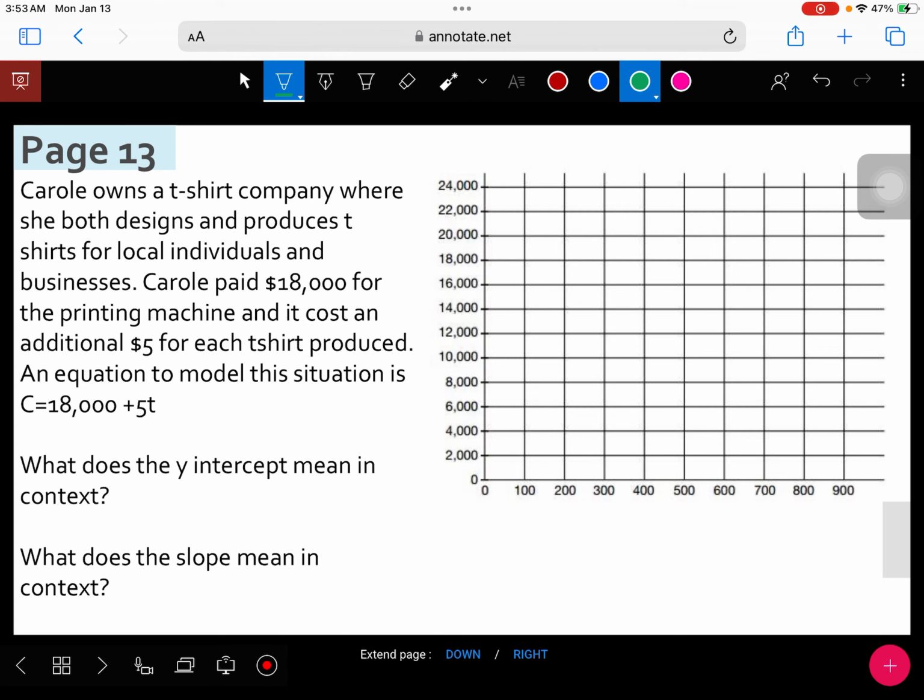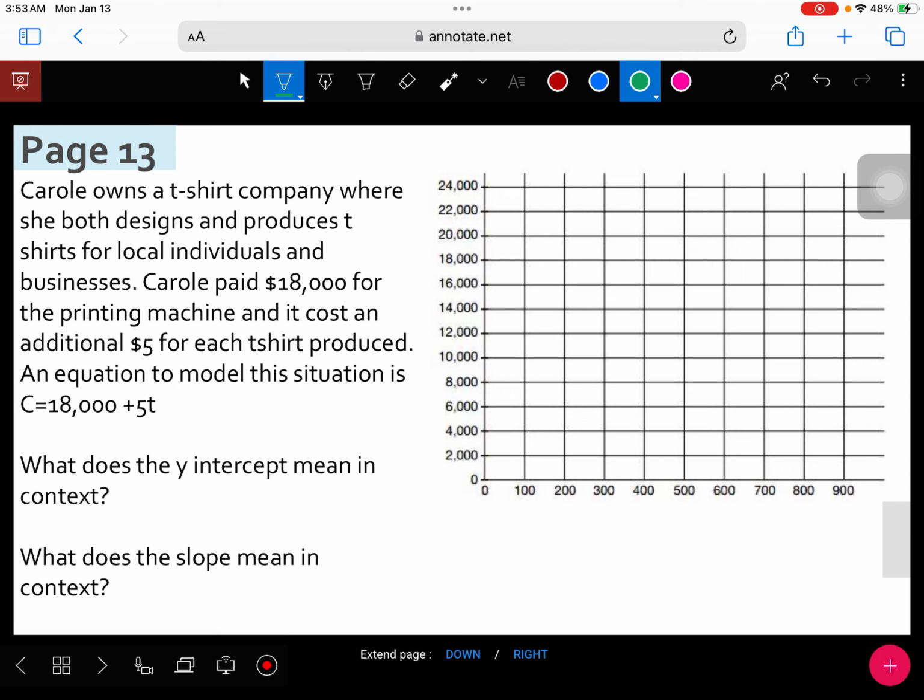Okay. Carol owns a t-shirt company where she both designs and produces t-shirts for local individuals and businesses. She paid $18,000 for a printing machine, and it cost an additional $5 for each t-shirt produced. An equation to model this situation is C is equal to 18,000 plus 5t. What does the y-intercept mean in this context?